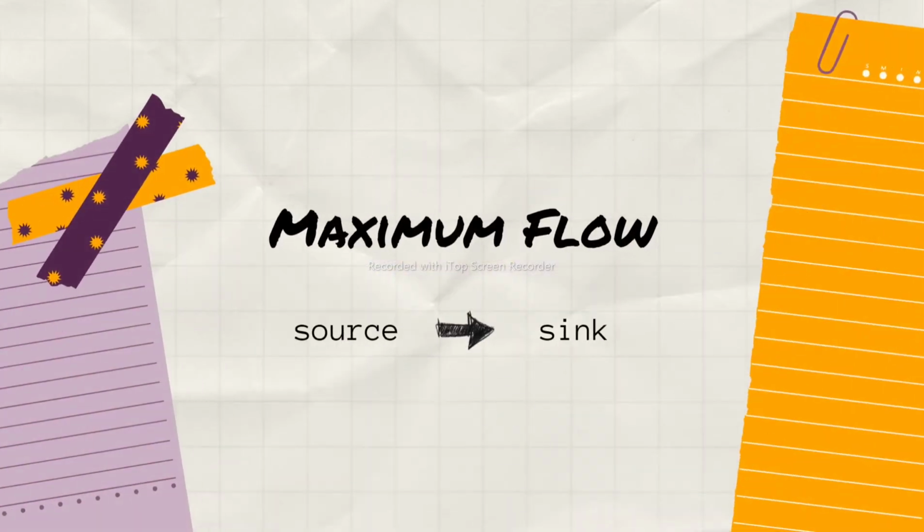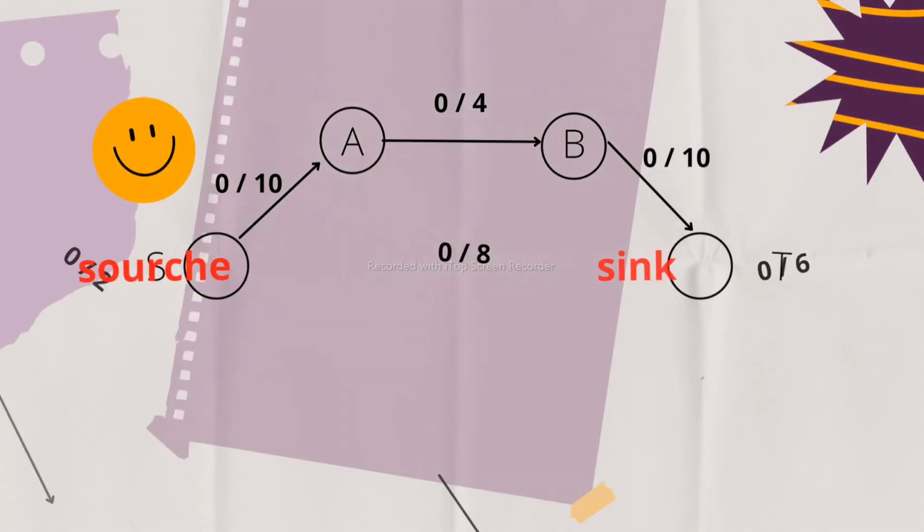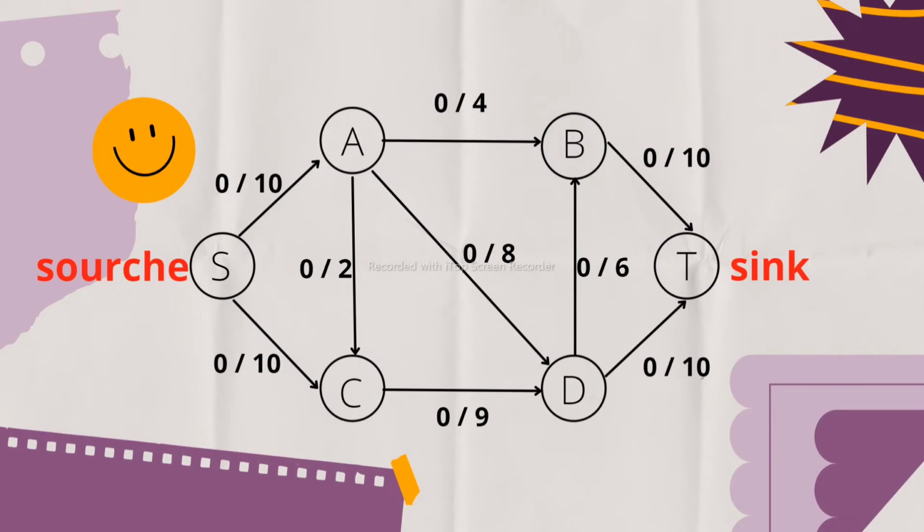To reiterate, we're trying to find the maximum flow from a source node to a sink node. We'll do this by finding augmenting paths from the source to the sink. An augmenting path is a simple path whose edges are either non-full and forward or non-empty and backward. Basically, a path that still has capacity for flow. You will see exactly what I mean by this in the example.